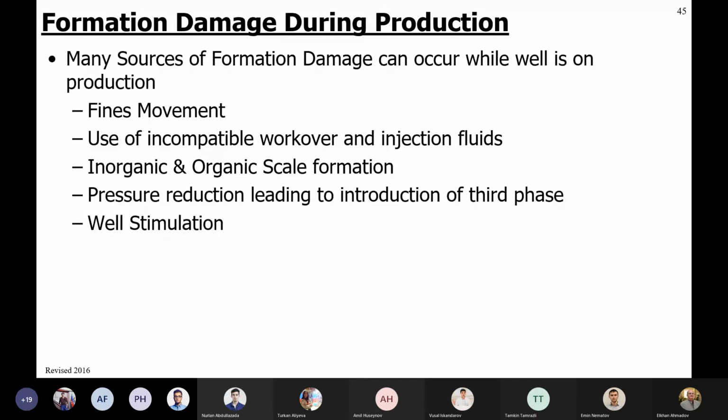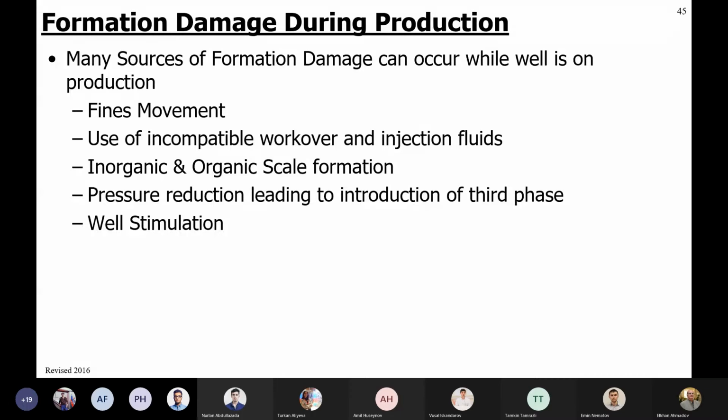That will reduce the flow path, and by that obstruct the flow of the fluids to the surface, hence reducing the productivity of the well, and pressure reduction leading to introduction of a third phase. What does it mean? Somebody could explain to me. Pressure reduction leading to introduction of third phase.